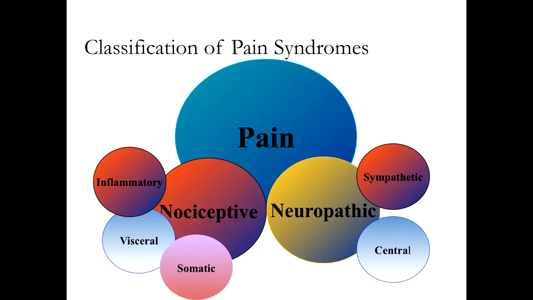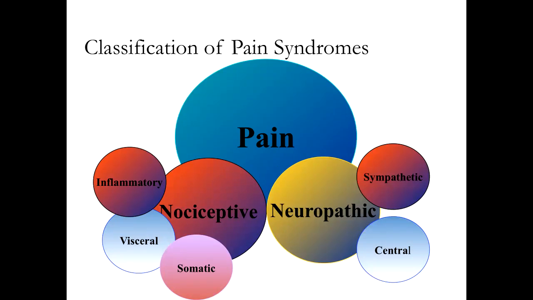And typically we'll categorize nociceptive pains as being inflammatory, which is an acute inflammatory reaction. Visceral, where it's coming from a visceral hollow organ and usually going through a referred pain type situation. Or somatic, and that's, you stub your toe, you get stung by a bee, whatever it might be.